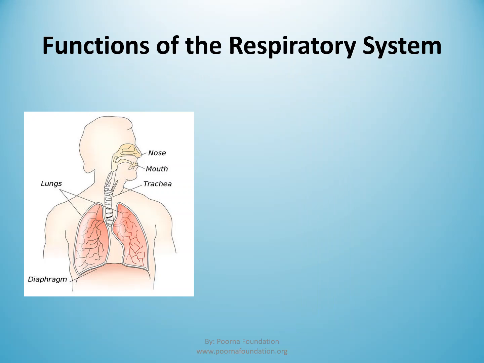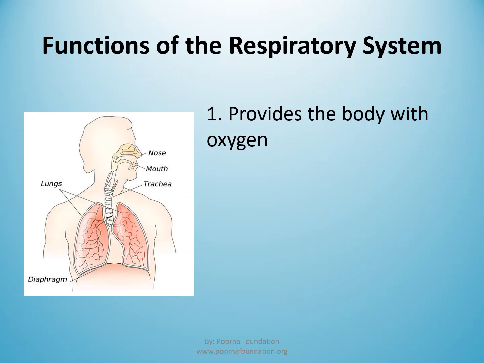Let's talk about the functions of the respiratory system. Inside each cell, oxygen is used and carbon dioxide is released during cellular respiration. When a person inhales, air is drawn into the lungs, which provides oxygen to the blood. This oxygen-rich blood flows away from the lungs to the cells via the capillaries. This is the first function, providing the body with oxygen.